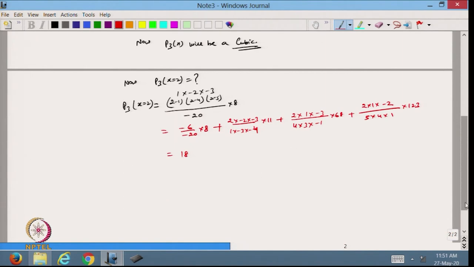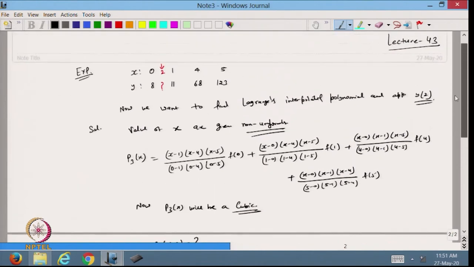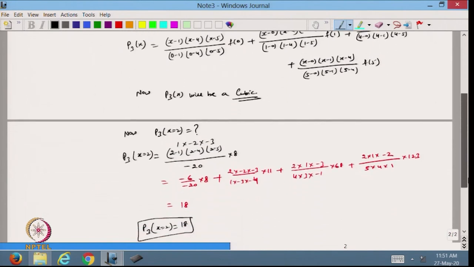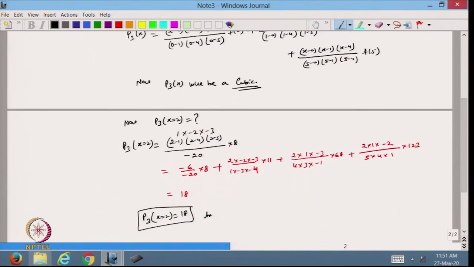Okay, so from here I can see that the interpolating value of P3 at x equal to 2 is 18. So here the value is coming 18. So that is the answer of this question.